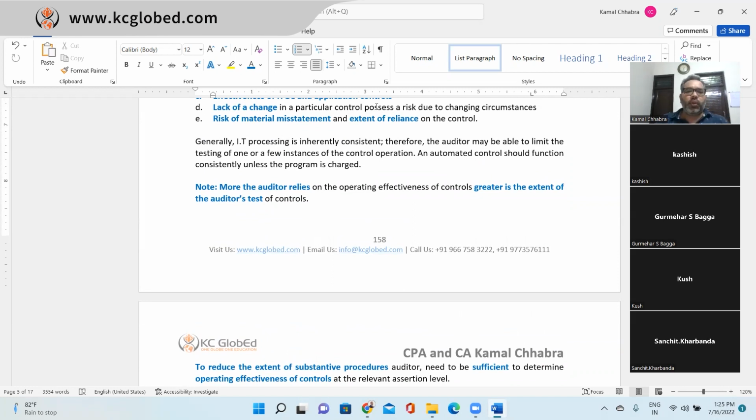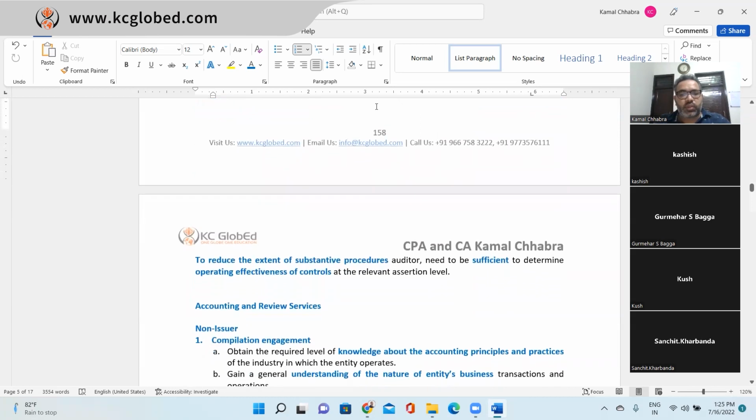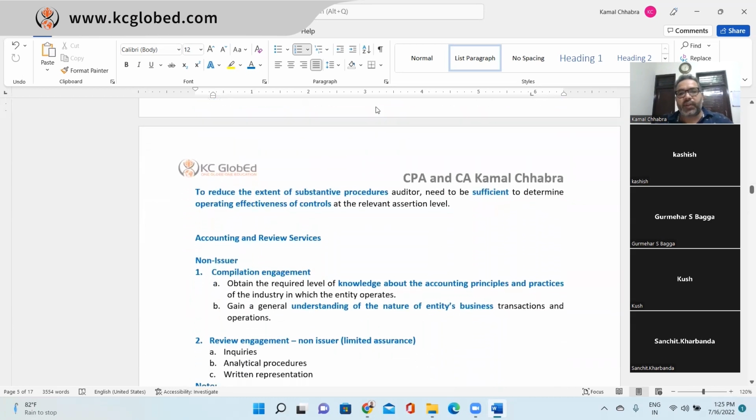Note here is, the more the auditor relies on the operating effectiveness of control, the greater the extent of the auditor's test of control required. If you are relying more, you need to test more. Simple, right? To reduce the extent of substantive procedures, the auditor needs to be sufficient to determine the operating effectiveness of control.